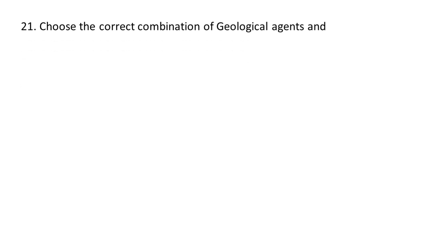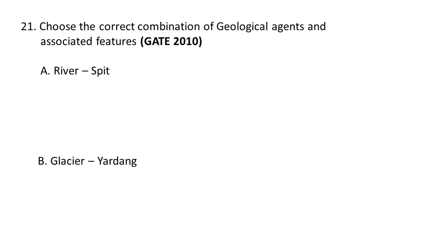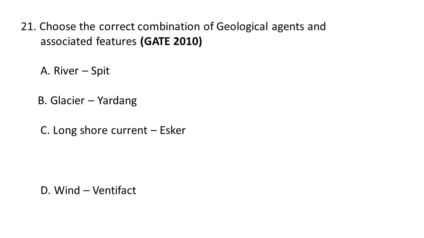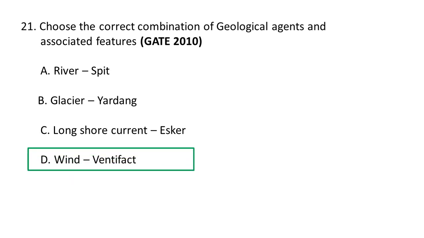Next question. Choose the correct combination of geologic agents and associated features. The choices are A, river spit, B, glacier Yardang, C, longshore current S curve, and D, wind ventifact. So the correct combination is wind, as ventifacts are associated with the wind. That's why D is the correct option.